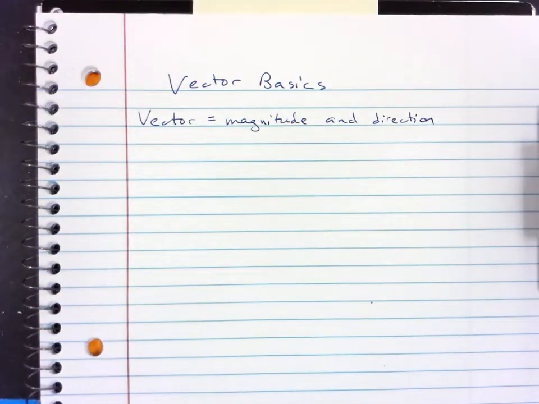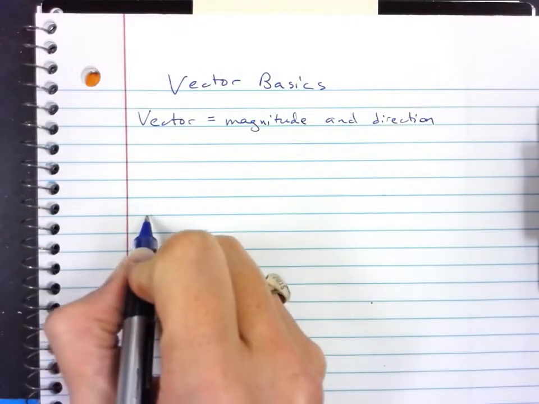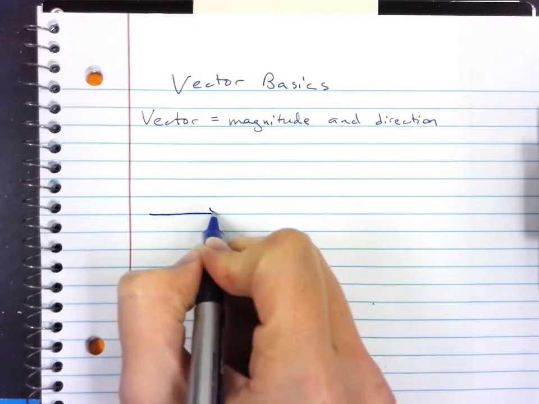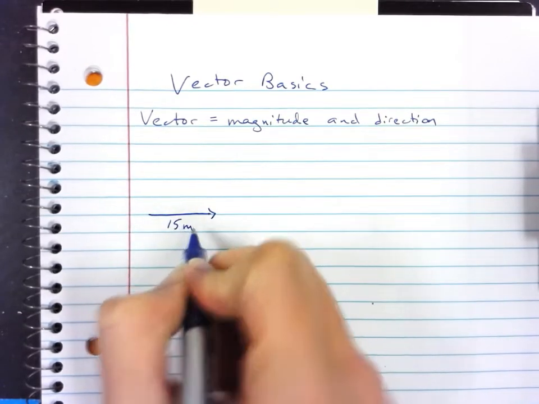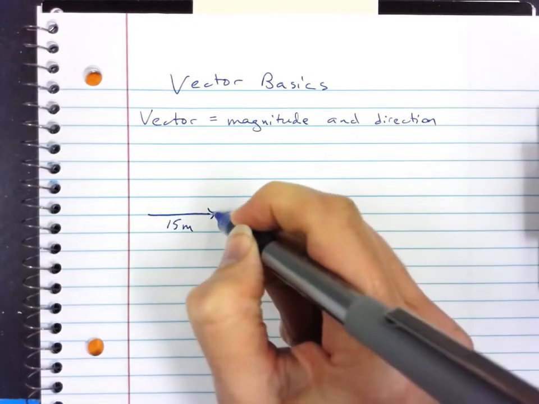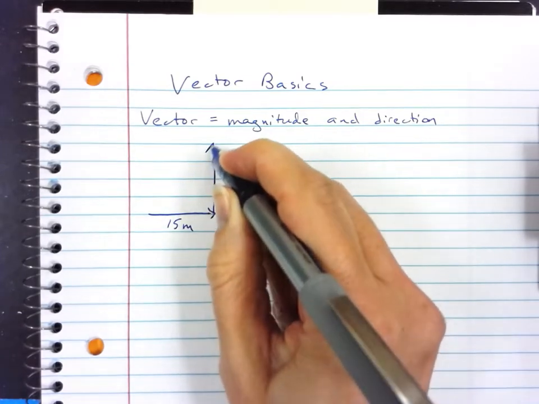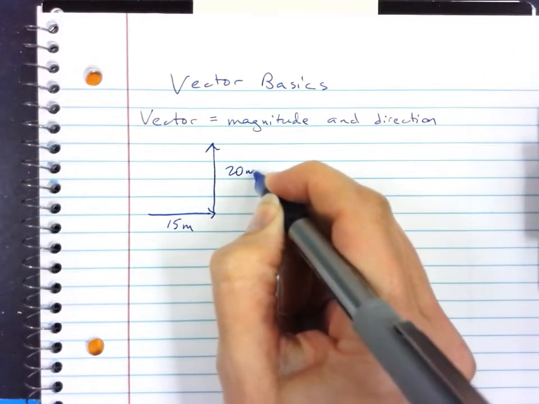So as a reason to do this, we have had problems where we wanted to find the displacement of a multi-part path, but we restricted ourselves in the last unit to only doing forward and backwards, north and south. Now we can do north and south and east and west. So if I make up some random numbers, we are going to have somebody walk 15 meters east, and then we're going to have them walk 20 meters north.